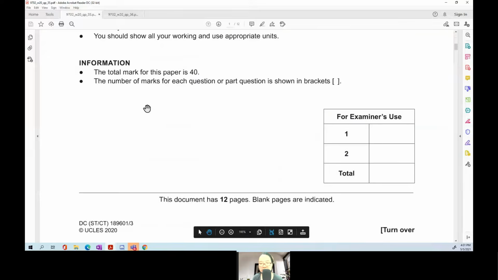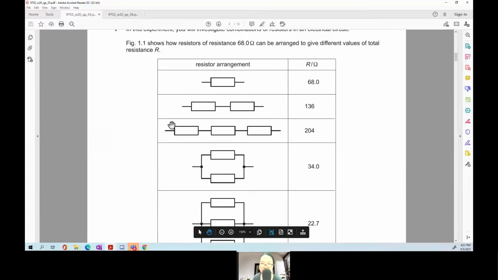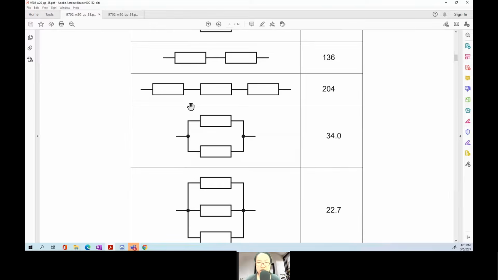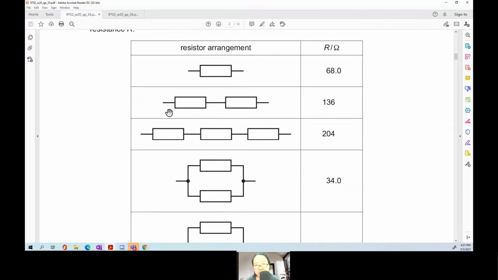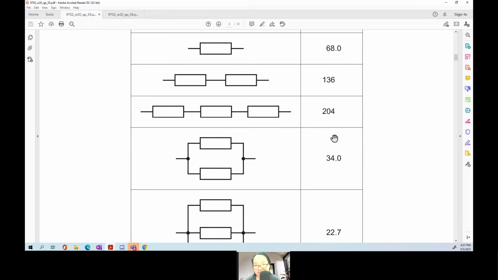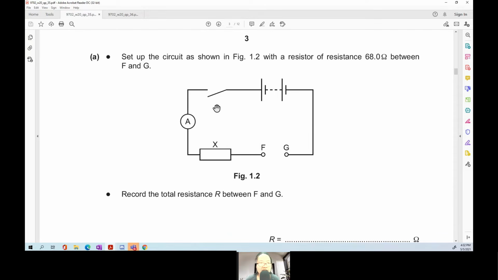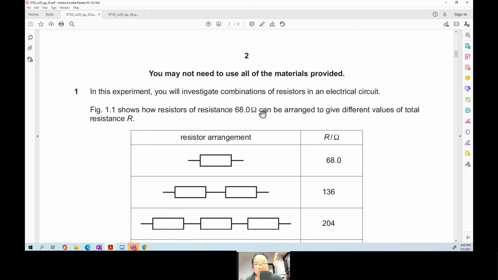Okay, so the first variant that our college got last year was a circuit variant. So sometimes when you open question 1, you may see something, take your time, no rush. You can see this is very nice. They actually show you the different ways you can connect the resistor so that you have different values of R. And then they say that you can set up a very simple circuit like this, where between F and G, you can put any one of these resistors.